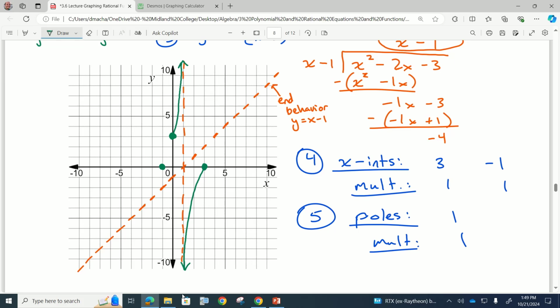I reach this x-intercept, and should I cross the axis or bounce off? Cross. Because, again, this x-intercept has a multiplicity of 1, and 1 is odd. If it's odd multiplicity, then we cross the axis. As I go to the right, I'm approaching my end behavior, and this time my end behavior is the line y equals x minus 1. So that's the end behavior.